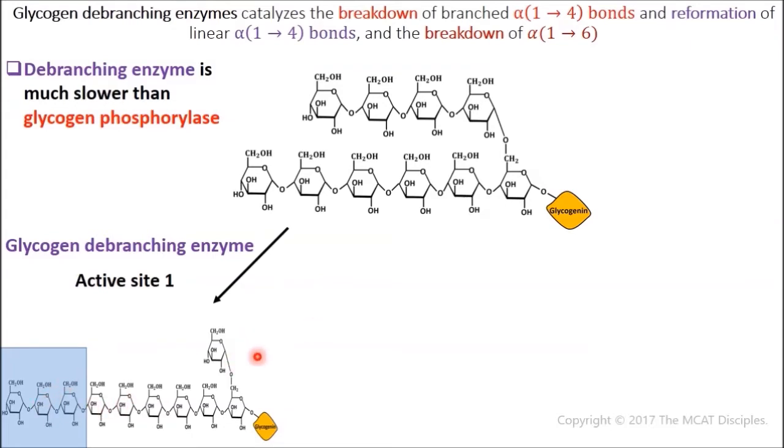And then the next step is to break this alpha-1,6 bond. So it has to use a different active site for that, because again, I told you, if you have an active site recognizing an alpha-1,4 bond, it's not recognizing an alpha-1,6 bond.